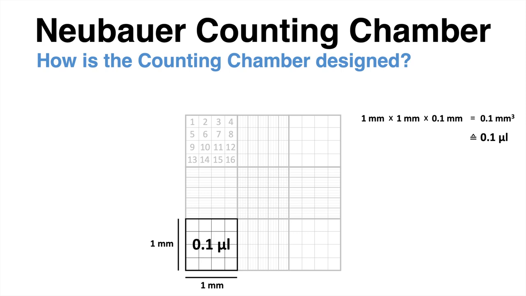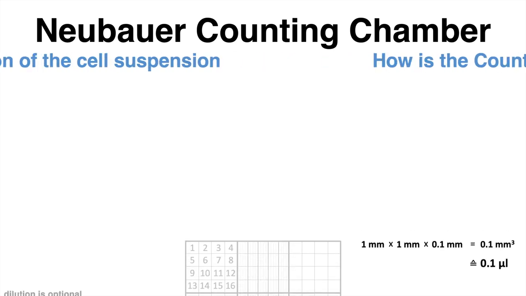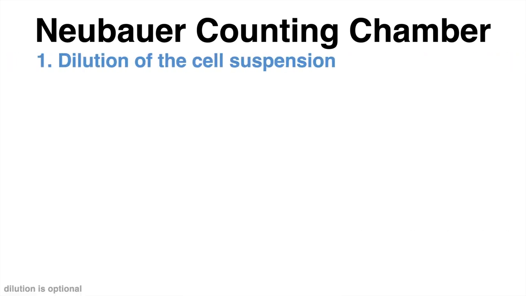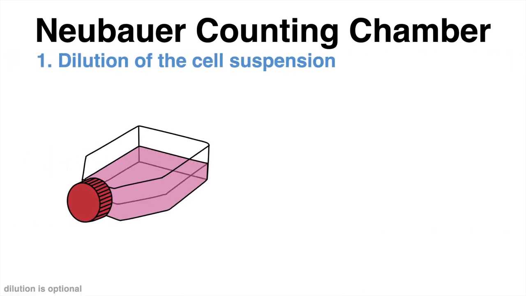Here is one example to showcase how the Neubauer counting chamber is used for cell counting by hand. To determine how many cells per milliliter grow inside the cell culture flask, the cells are first detached from the cell culture flask. The next step is to dilute the cells. This is optional, but may help especially when working with a high number of cells.